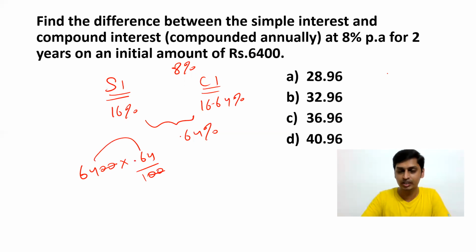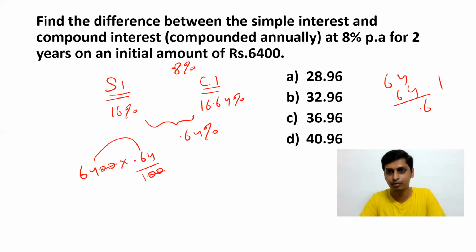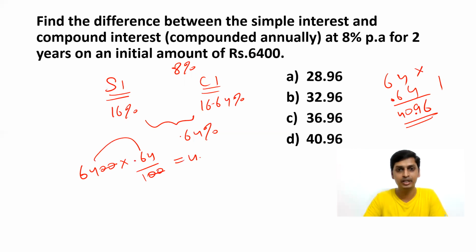So what is 64 with 64? 64 into 0.64 is nothing but 40.96. So this will become your answer.